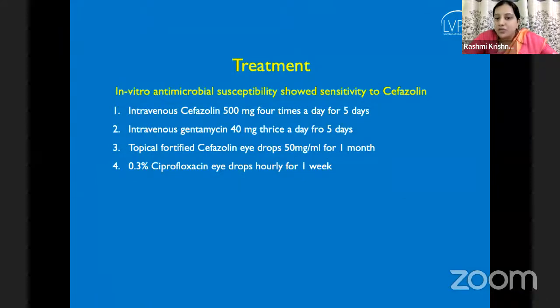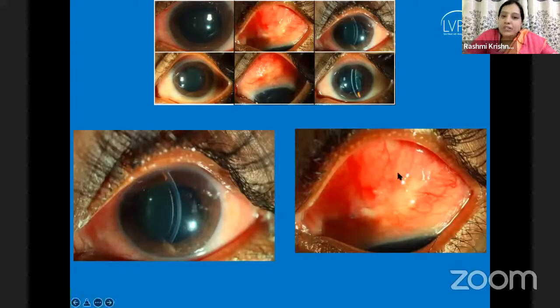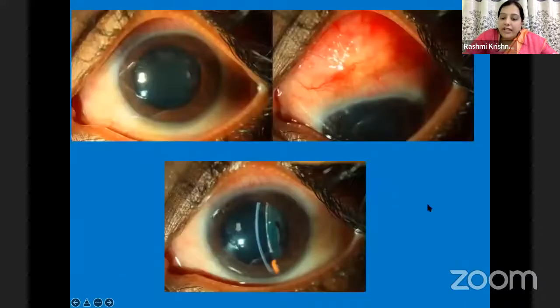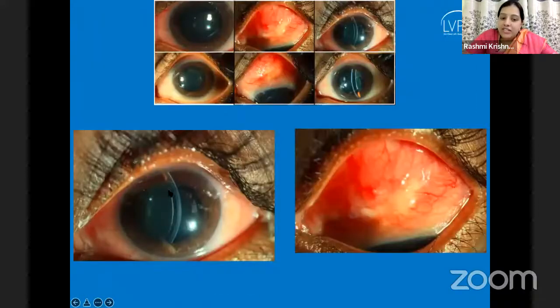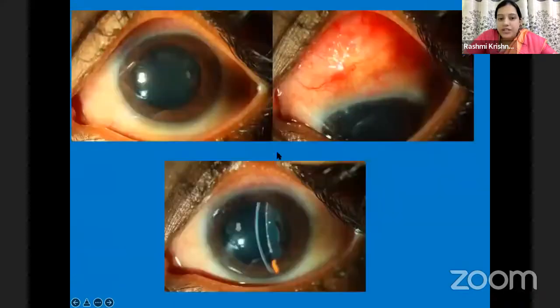...which was susceptible to cefazolin. So for the initial 5 days we gave intravenous antibiotics and then continued topical fortified cefazolin for 1 month. This was the appearance at 1 week, where the bleb area was healing and the AC was still shallow, but there was no evidence of any infection.